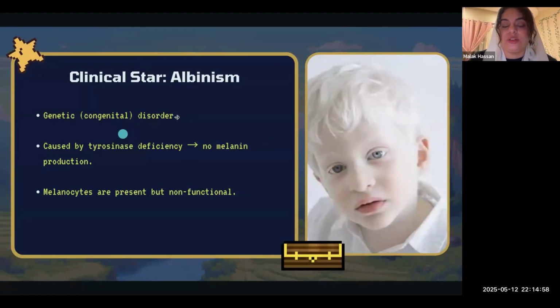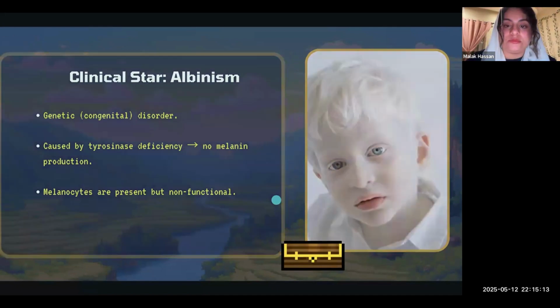What is albinism? It's a genetic congenital disorder, and it's caused by tyrosinase deficiency, which means that there's no melanin production. And melanocytes are present, but they're non-functional, okay? So they don't really do their job.